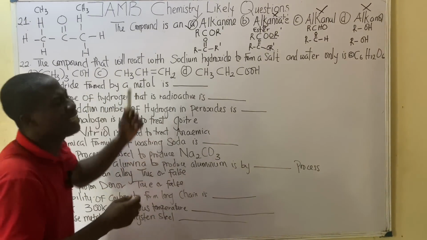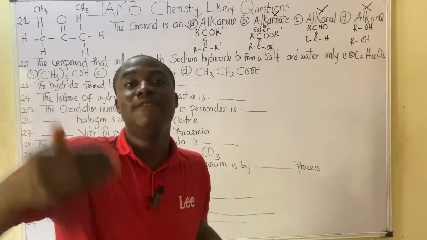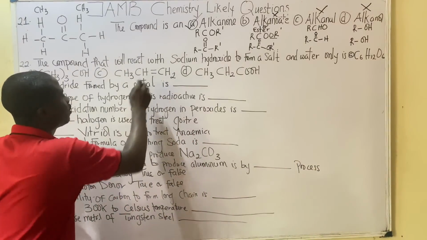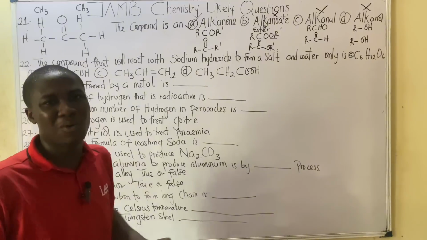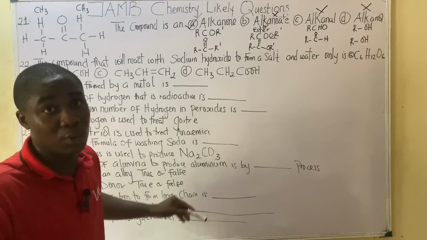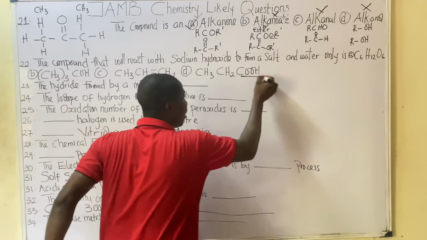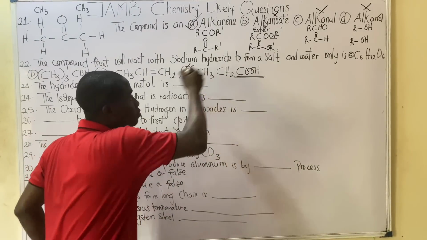Option C, I can see a double bond here. So this compound is an alkene or an olefin. This bond is called an olefinic bond. So it's out as well. We are not talking about an alkene reacting with sodium hydroxide, a base, to form salt and water. We said acid, and this is the only acid here. So definitely this is the acid that should react with it to form salt and water.